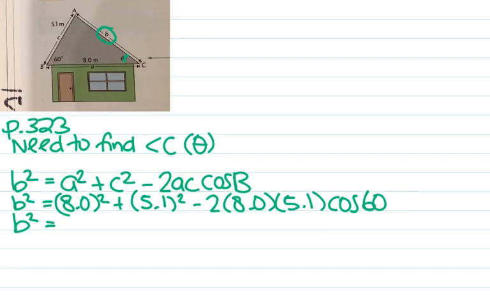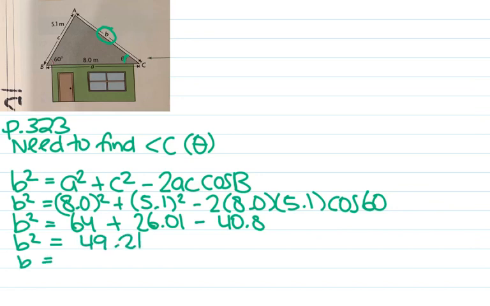Now, 8 squared is 64. 5.1 squared is 26.01. And then 2 times 8 times 5.1 times cos 60 is 40.8. So do this addition and subtraction, and b squared equals 49.21. Take the square root of both sides, and b equals approximately 7.01 meters. Now, I know side B is 7.01.